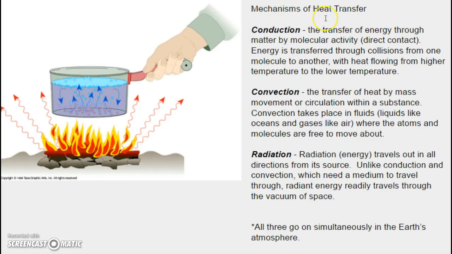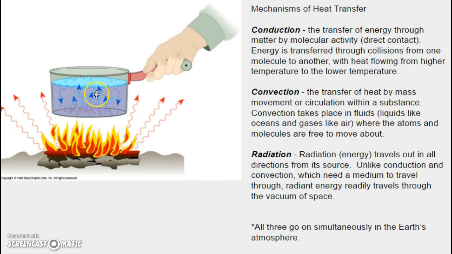So last but not least, I think I'm getting close to the end here. Mechanisms of heat transfer. You've probably learned about conduction, convection, and radiation in the past. But let's look at what conduction is. Conduction is the transfer of heat energy through direct contact, where energy is transferred through the collisions from one molecule to another, with heat flowing from higher temperature to the lower temperature.